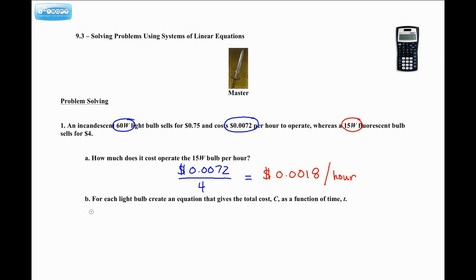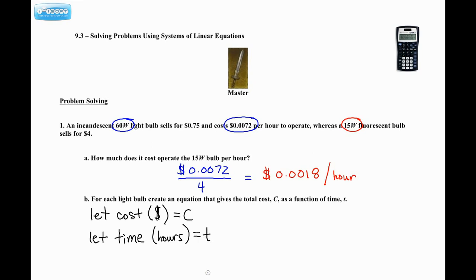I'm going to begin by creating a couple of let statements so that we know exactly what C and T actually mean. We're going to let the cost in dollars be C, and let time, in hours, since hours are already mentioned, be T. So knowing this, now we can create two equations.